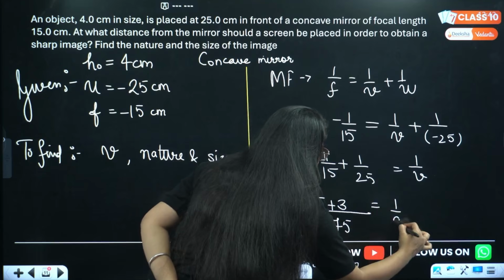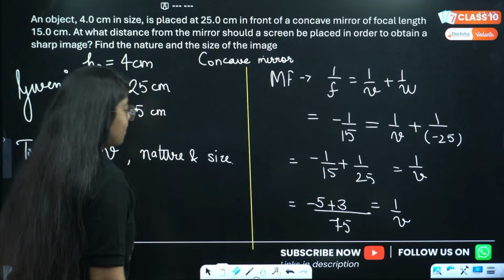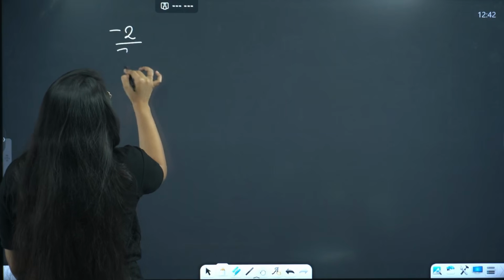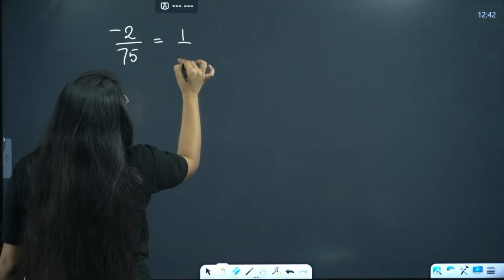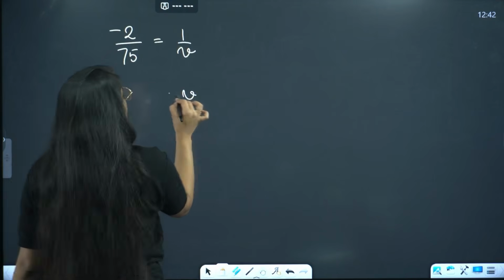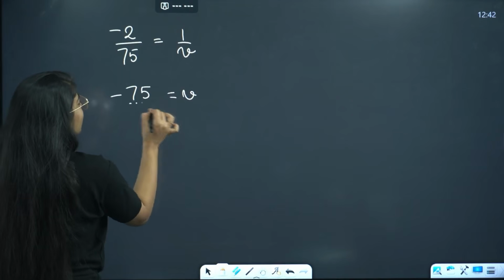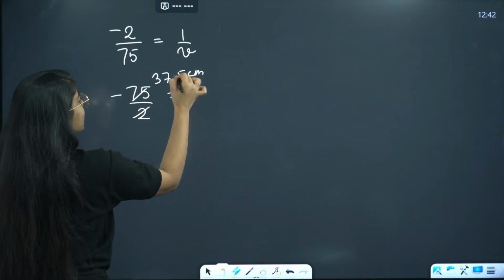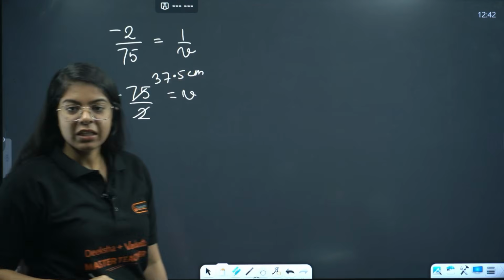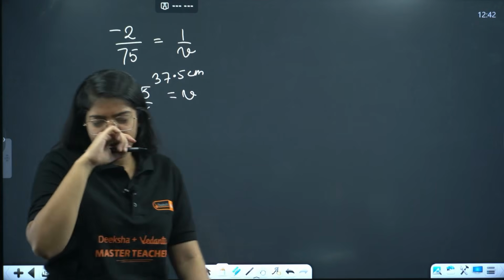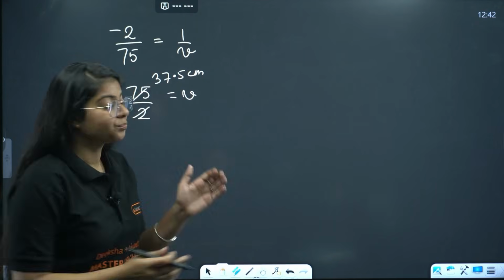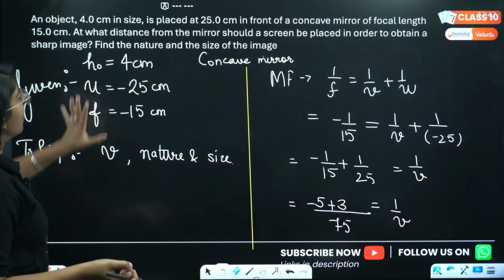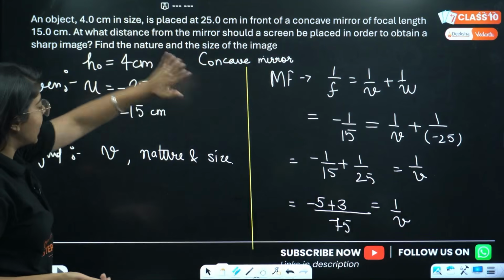That is 1 by v. Now this comes out, minus 5 plus 3, that is minus 2 divided by 75. It comes out to be 1 by v. So v comes out to be minus 75 divided by 2, that is minus 37.5 centimeters. Understood? Done? Okay. Next we have to find the nature and size of the image.